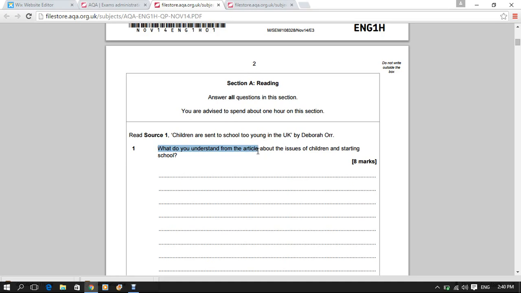And what question 1 is doing, it's asking you to identify and talk about the main points in the first source. So question 1 will always be on the source 1. It's worth 8 marks, and so that should take you about 15 minutes to read the article and write an answer. And in those 15 minutes, we'll be looking for about 3 paragraphs.